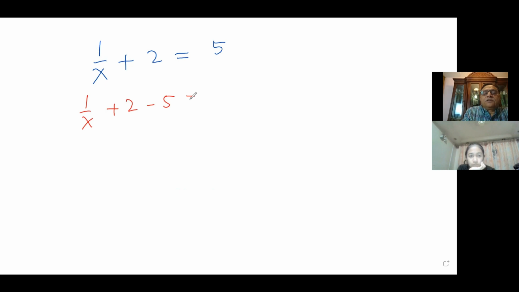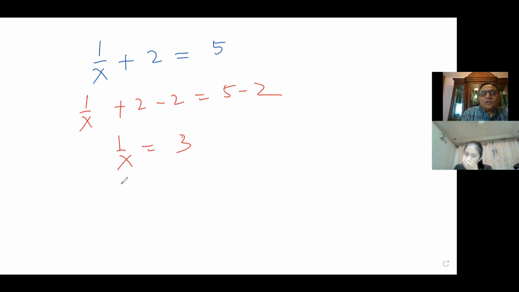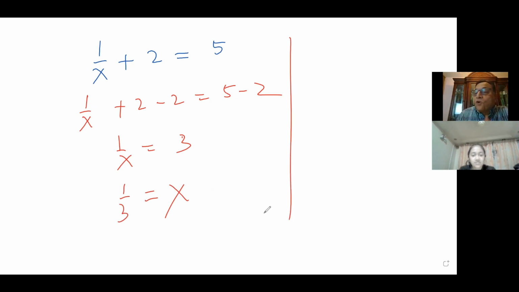We can again go the same way. I mean, we could first take away 2 from both the sides. So we have 1 over x equals 5 minus 2, which is 3. And now we can cross multiply, right? So 1 over 3 equals x. Do you see this? Yes. So we could do something like this also if x is in the denominator.